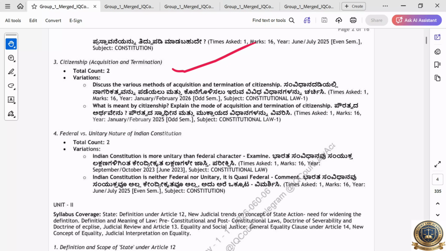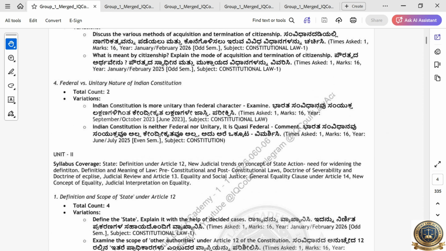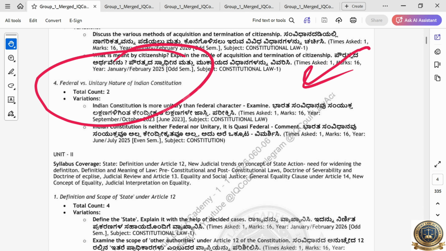The Citizenship Act: you have to explain and discuss the various methods of acquisition and termination of citizenship. This question also I am rating 50%, so you read a little less. Those other questions you read more. Then, federal and unitary nature of the Indian Constitution. This also I would rate as 50%.